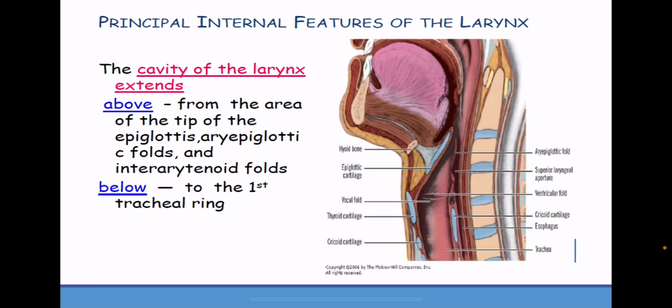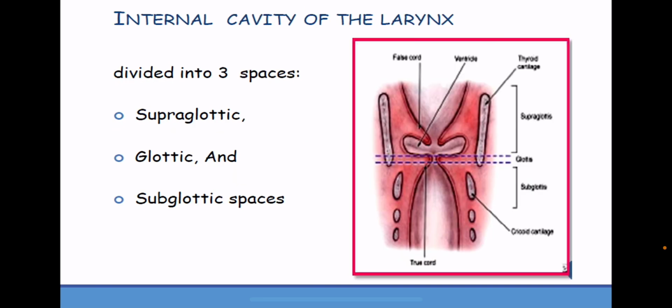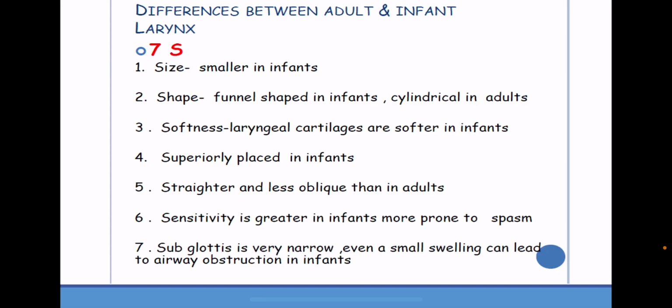Principal internal features of the larynx. The cavity of the larynx extends, with the border from above being the area of the tip of the epiglottis, aryepiglottic fold, and the interarytenoid fold, and from below, the inferior border of the cricoid, down to the first tracheal ring. The internal cavity of the larynx is divided into three spaces: supraglottic, glottic, and subglottic space.